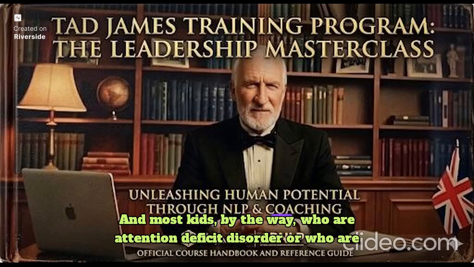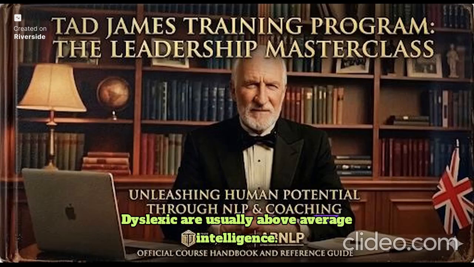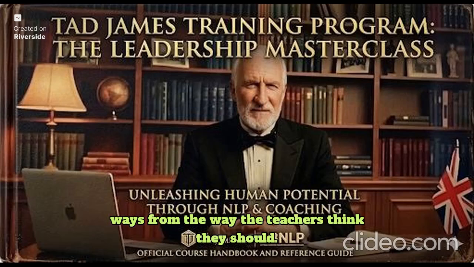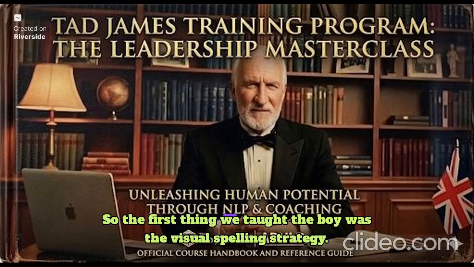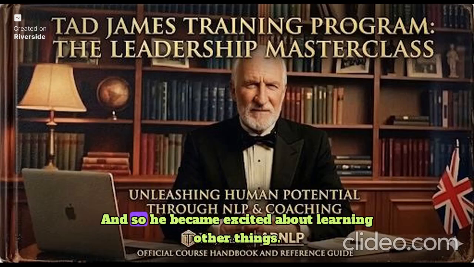And most kids, by the way, who are attention deficit disorder or who are dyslexic are usually above average intelligence. The problem is they're moving quicker and they're spelling things in different ways from the way the teachers think they should. So the first thing we taught the boy was the visual spelling strategy. He got very good at it, and so he became excited about learning other things.